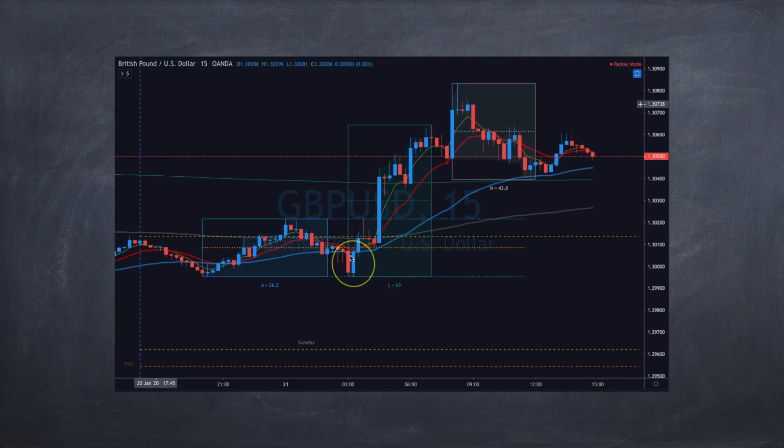Here's one right here. 26 pip Asian range. What happens? Moves straight out of the middle, straight down, then whoop, straight back up. Is this the low of the day? Yes. Is it in the box? Yes. Is the pattern good? Yes. So there you go. There's a good railroad track. In the box, creating the low of the day. Okay.